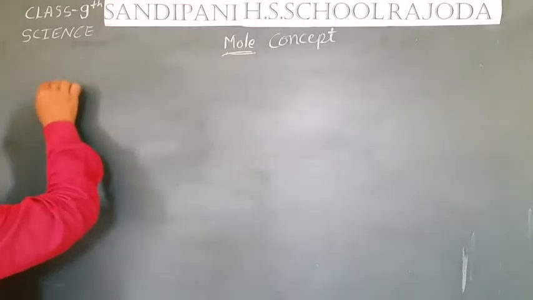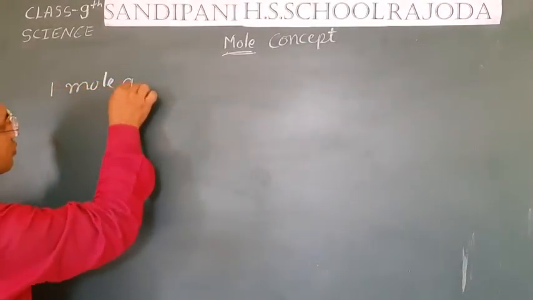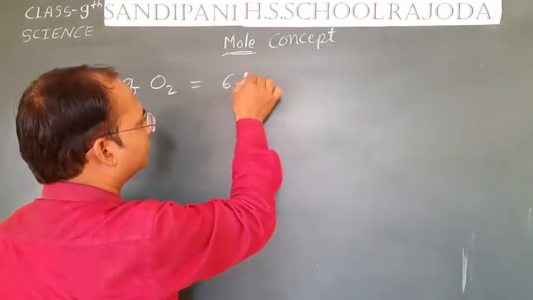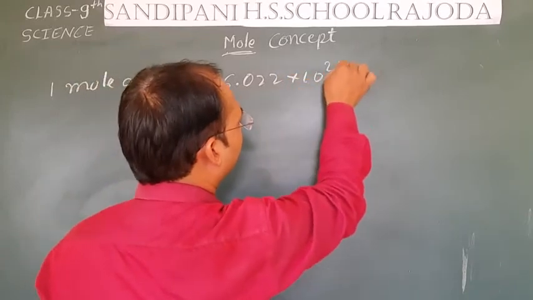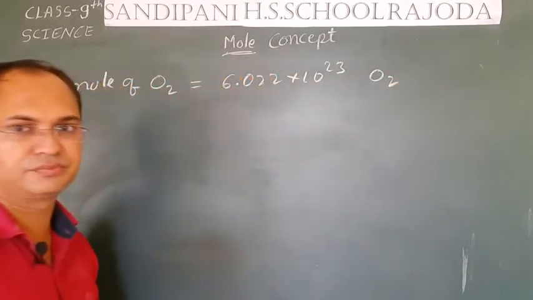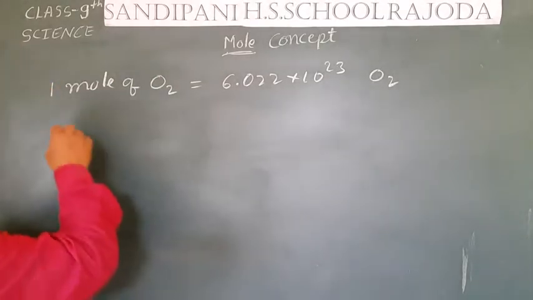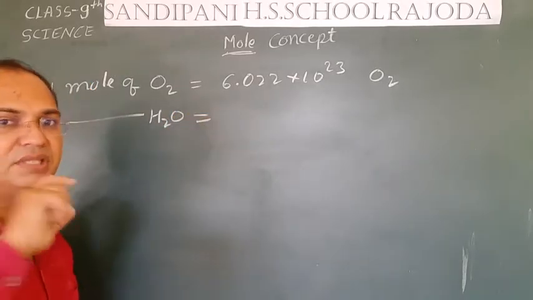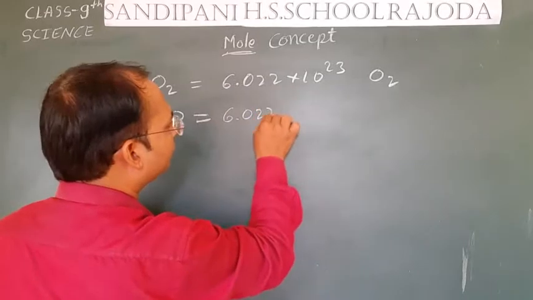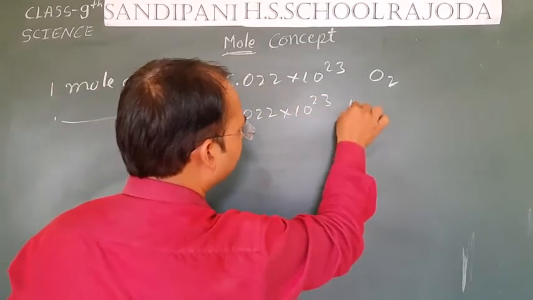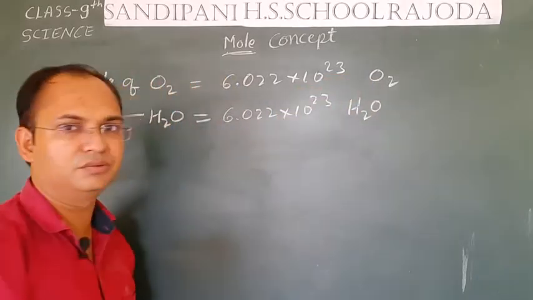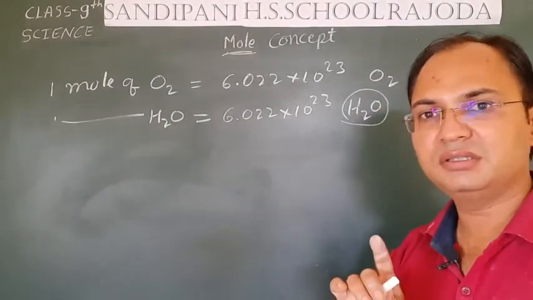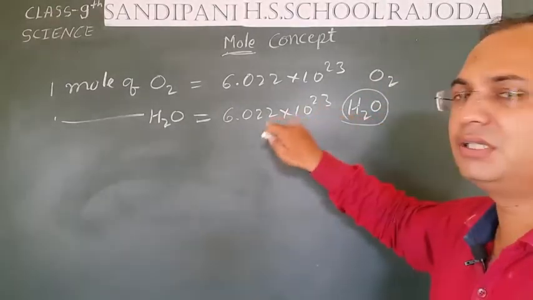If we take 1 mole of oxygen molecules, then it is equal to 6.022 into 10 to the power 23 O2 molecules. And if we talk about 1 mole of H2O molecules, then it will also be equal to 6.022 into 10 to the power 23 H2O molecules.